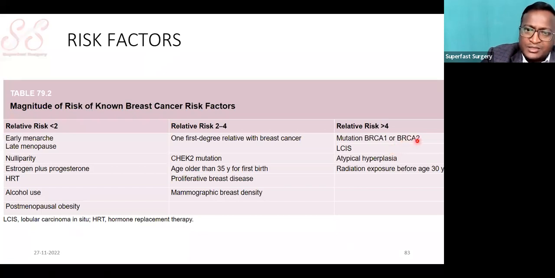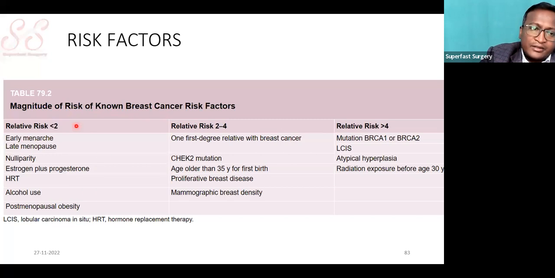BRCA1 or BRCA2 mutation, okay. When there is radiation exposure before age 30, and atypical hyperplasia and LCIS. So this can be remembered with the mnemonic BRCA itself. B for BRCA, R for radiation exposure before age 30, C for carcinoma in situ like LCIS, and A for atypical hyperplasia. So that is how we can remember relative risk of more than 4, okay.